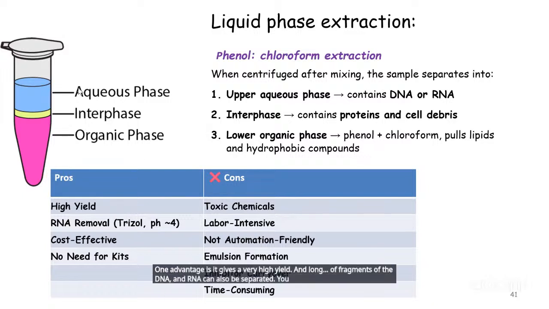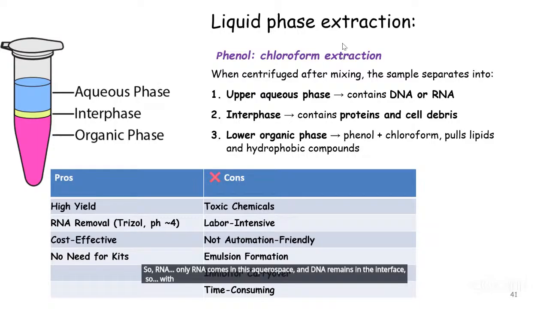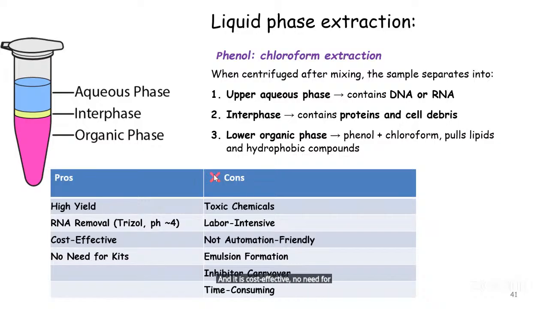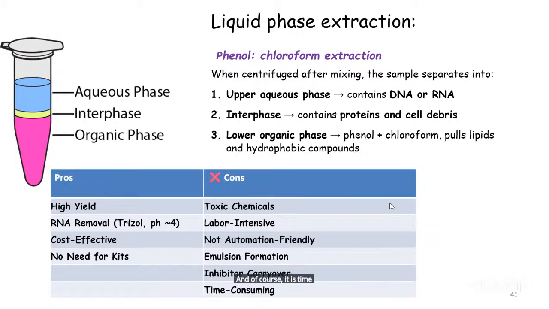You add Trizol to it so that the pH of this aqueous part becomes less than 4. So only RNA comes in this aqueous phase and DNA remains in the interphase. So with liquid phase extraction, you can also extract RNA. And it is cost effective, no need for kits. But the disadvantages are that there are toxic chemicals involved, it is labor intensive, and it is not friendly with automation. And there is emulsion formation, and there can be carryover of inhibitors. This phenol and chloroform can inhibit our downstream applications like PCR and sequencing. And of course, it is time consuming.